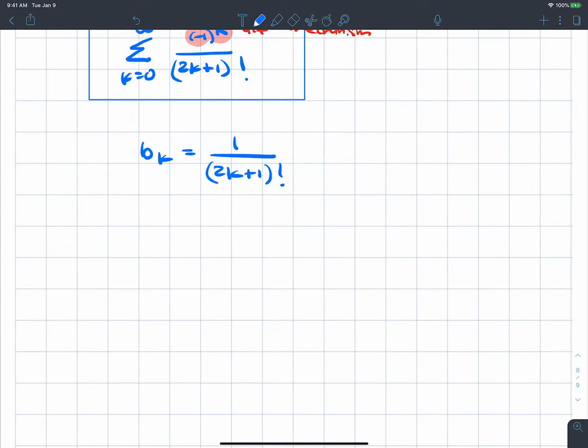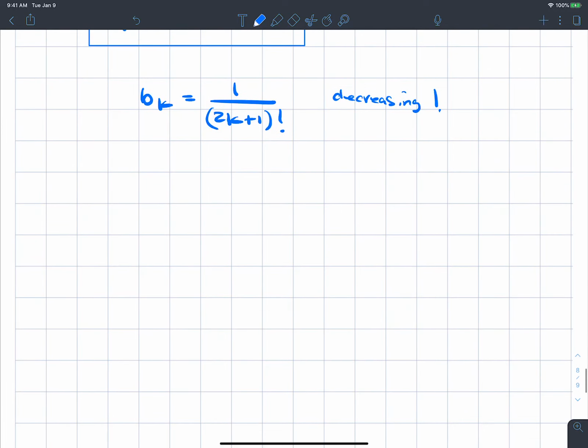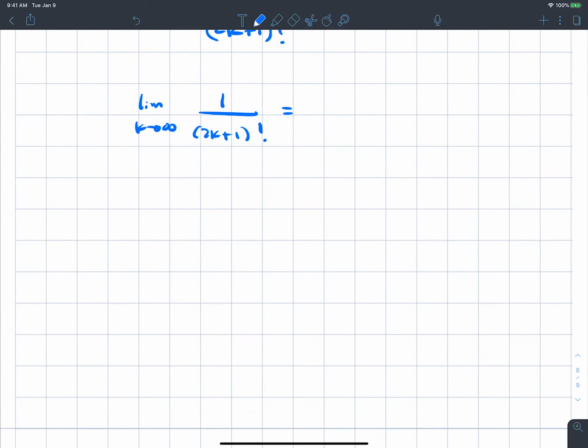Now, this term is decreasing, and we can see that it's decreasing easily because my denominator is getting bigger. My numerator stays constant. So if my numerator is constant and the denominator gets bigger, that ratio gets smaller. So it's decreasing. The limit as k goes to infinity of 1 over (2k plus 1) factorial. Now, people want to know what that limit is. So let me show you something kind of interesting.